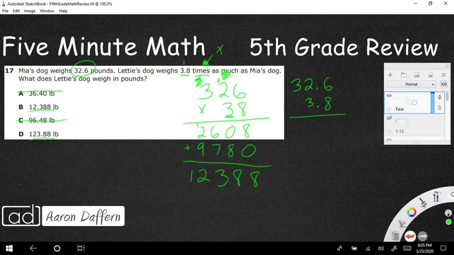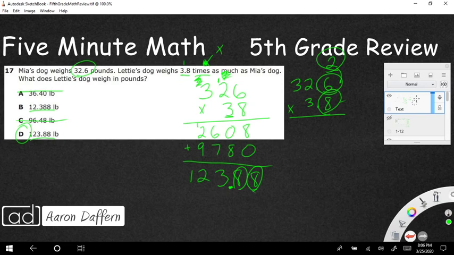What you need to do is count how many digits are behind the decimal place in any of your factors. So you've got 1, you've got 2. So there are 2 digits behind the decimal place in your factors, which means you need 2 digits behind the decimal place in your product. If there are 2 digits behind the decimal place in your factors, 1 and 1, then you would have to put 2 digits behind your decimal place in your product. So the answer is going to be 123.88. The answer is D.